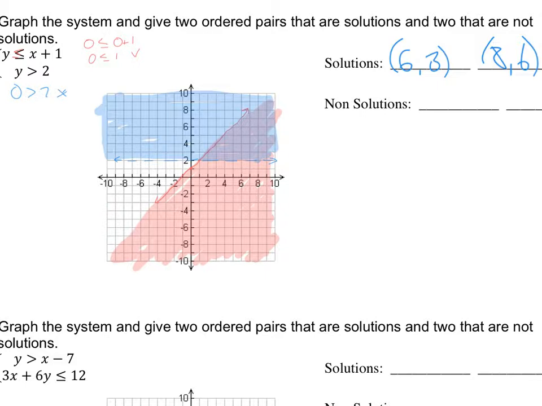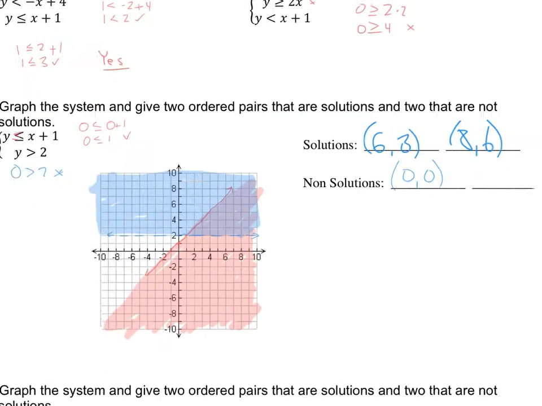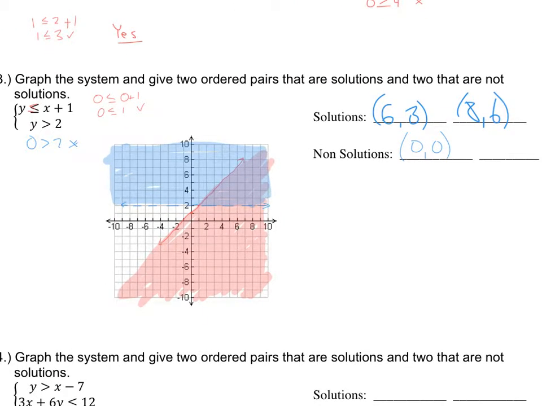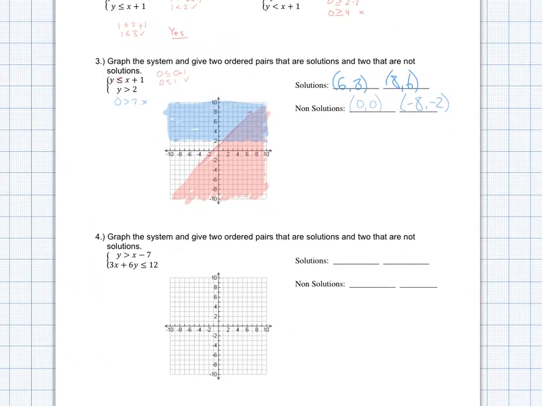Non-solutions is anything that is not in this. You could even pick ones that are in the red or the blue as long as they're not from the overlapping section. So, like I could obviously pick 0, 0. That's not a solution to the system, even though it works for one of the inequalities, because it has to work for both of them. Okay, and I could pick, say, -8, -2. Lots of different things you could pick there.